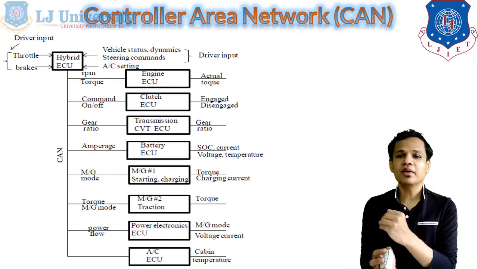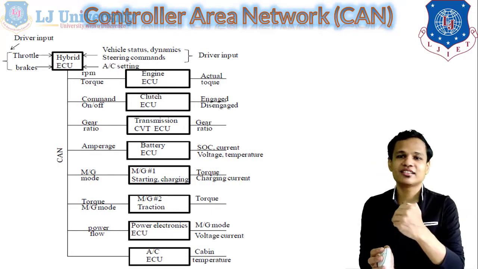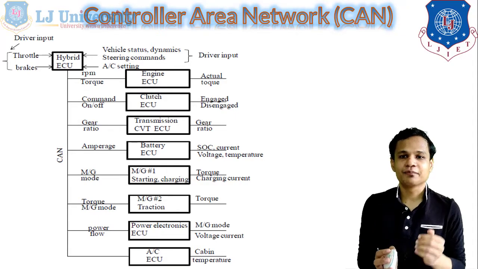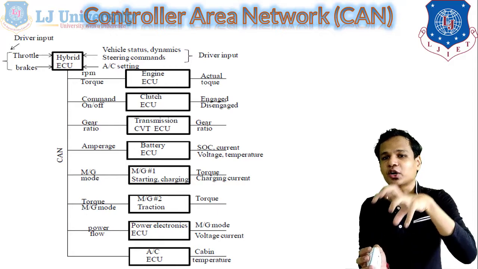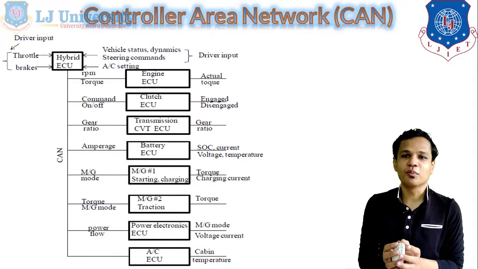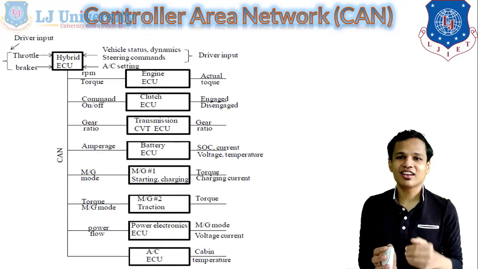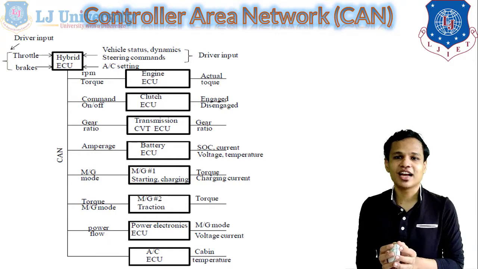So this is simply how the controller area network, that is CAN, works for hybrid vehicles, right? And it is the main controlling device of all our components. So in this video we saw the controller area network, which controls all the ECUs of our hybrid vehicle.